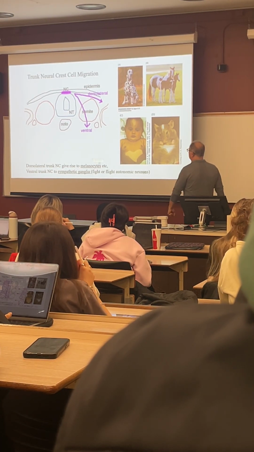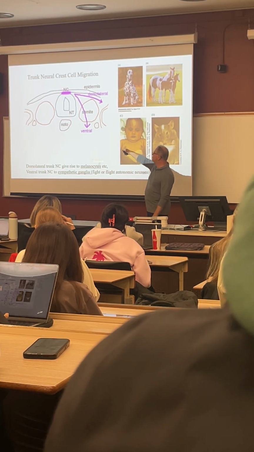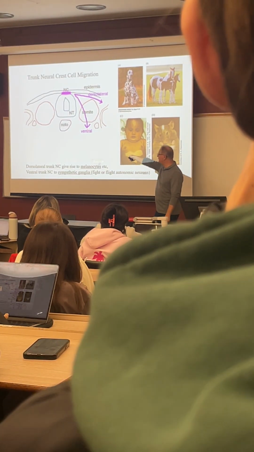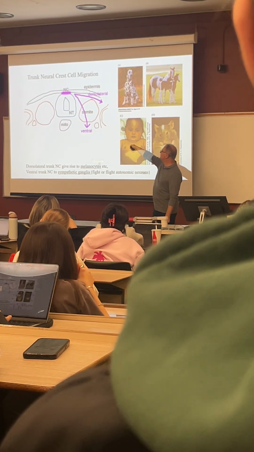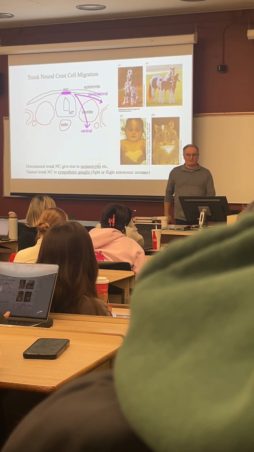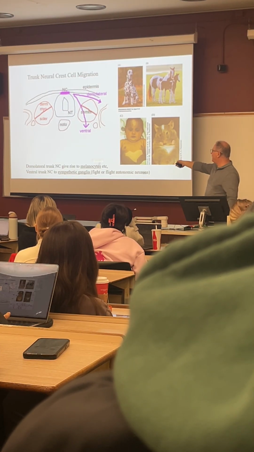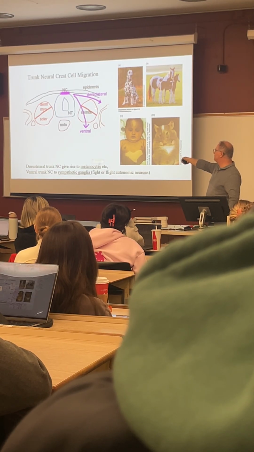The trunk neural crest cells are going to take one of two routes. One of them is going to be ventral, that's going to go through the somite, and the other one is dorsolateral, it's going to go in between the somite and the epidermis. Right? That ventral path is going through the sclerotome, and the other path is going next to the dermomyotome.